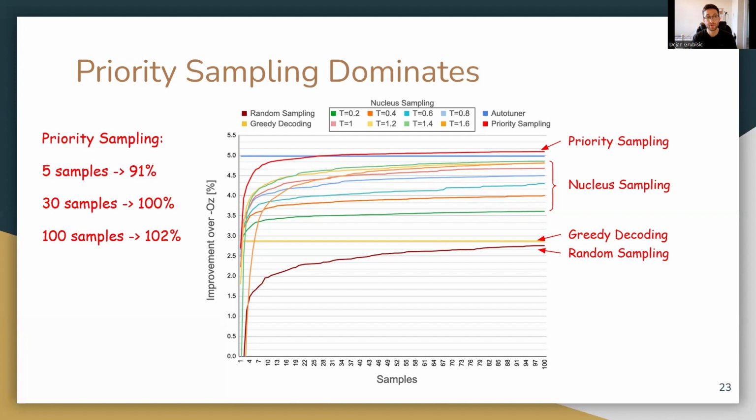Priority sampling produces about 91% of the autotuner improvement over -Oz in just 5 samples. With 30 samples, we are matching the performance of the autotuner used for the training set. And with 100 samples, we are even getting 100.2% of the autotuner used for the training set. This is a surprising result because we didn't train our model to outperform the training data, but we did it by using sampling and trying different alternatives.